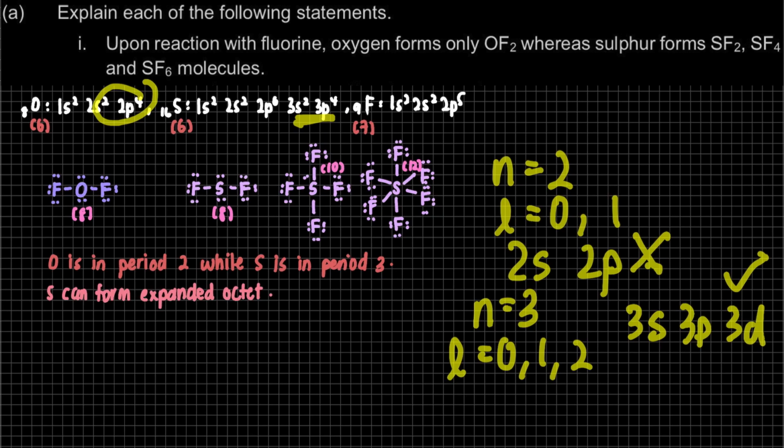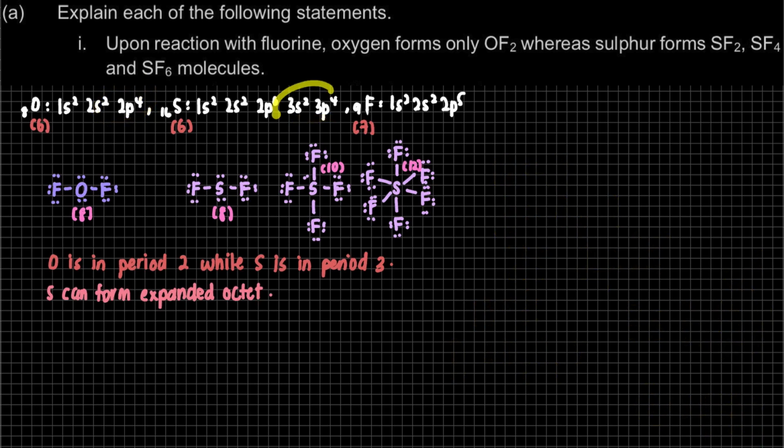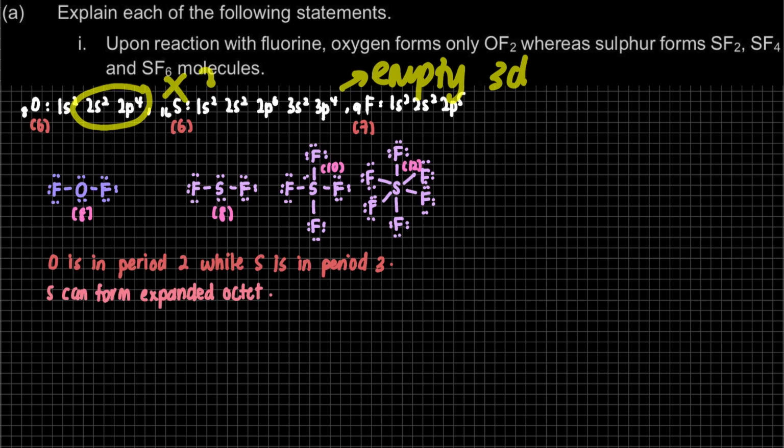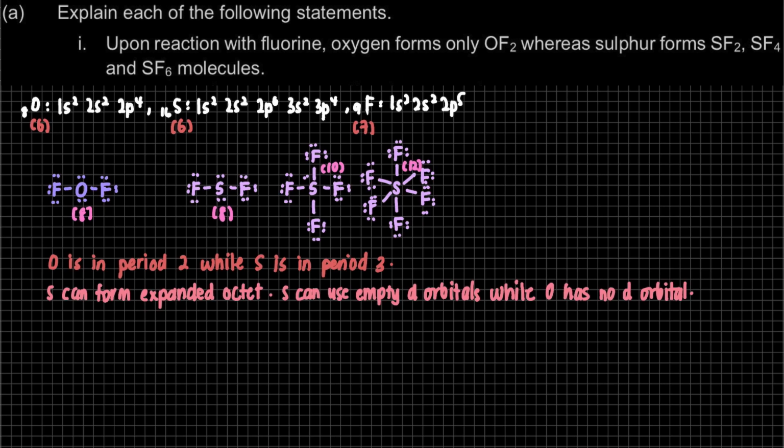So what does it mean when we have empty d orbital? That's why our sulfur can have more than 8, because here we have empty 3d orbital. As you can see in the electronic configuration itself, 3s2, 3p4, the 3d is not being used, but it is there. We can use the empty 3d orbital. For the case of oxygen, there's no 2d or any d orbital itself. So we have to mention that sulfur can use the empty d orbital, while oxygen has no empty d orbital.